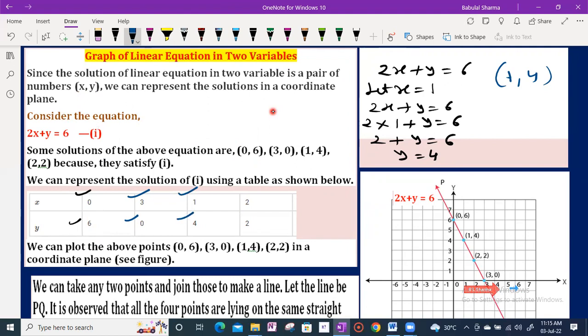इस तरह से हमने इसके 3 solutions find out किए. 0,6 one solution, 3,0 second solution, 1,4 third solution. Thus we can find out infinitely many solutions. अब इन पॉइंट्स को हम ग्राफ पेपर पे रिप्रेजेंट करते हैं. देखिए, फर्स्ट सॉल्यूशन इज 0,6. Here x is 0 and y is 6. So we can write, let this point be A.